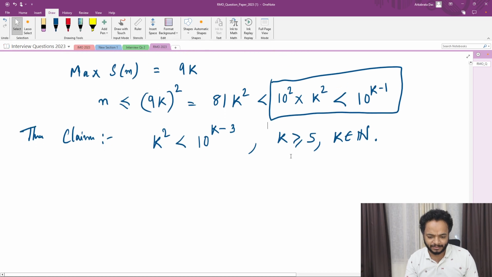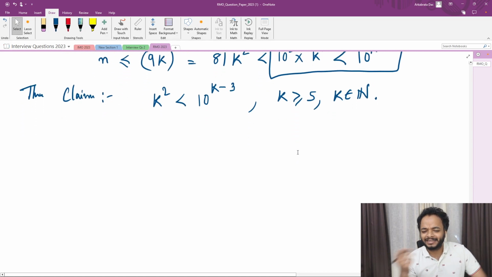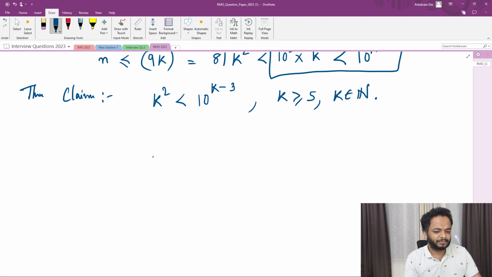Now how do I prove this? One thing is that we can use induction.